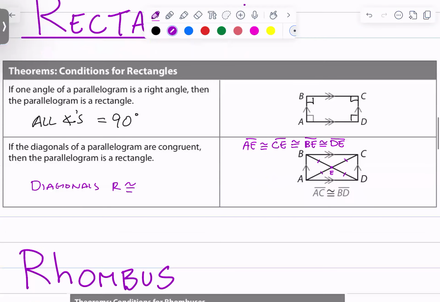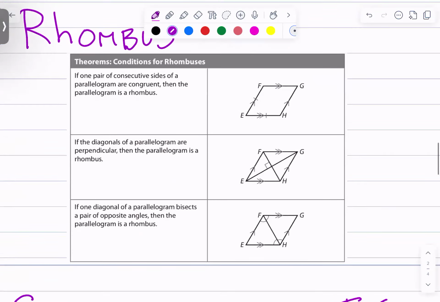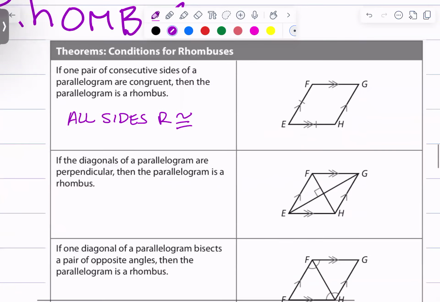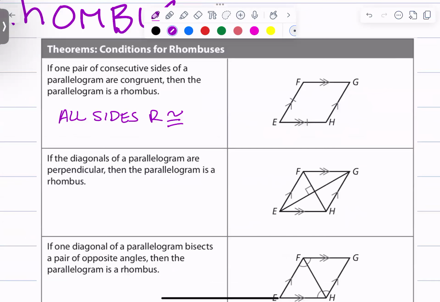What about a rhombus? There's three things here. The first one is all sides are congruent. If one pair of consecutive sides of a parallelogram are congruent, then it's a rhombus. So if you see that two consecutive sides are congruent, then you know it's a rhombus.